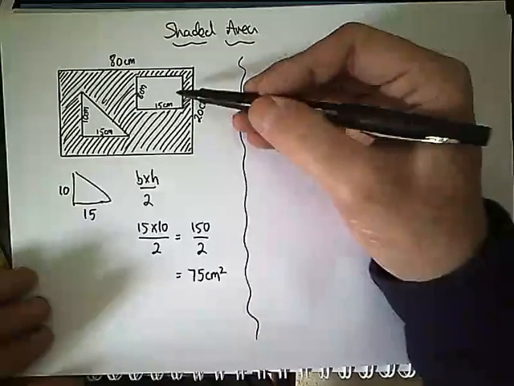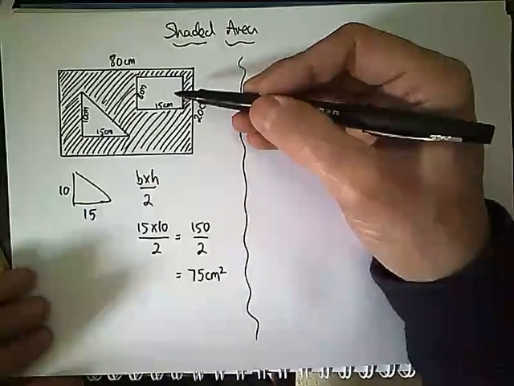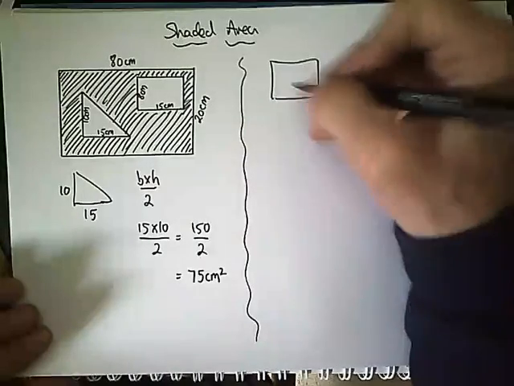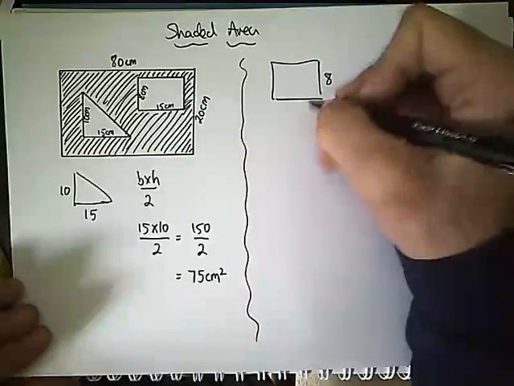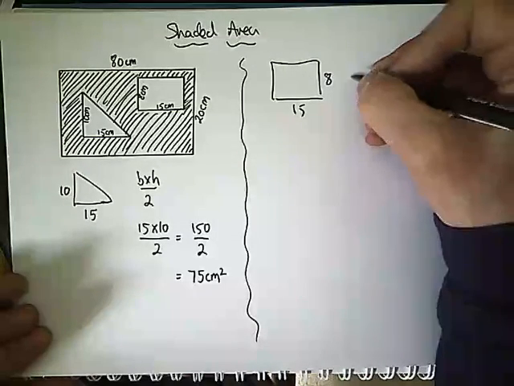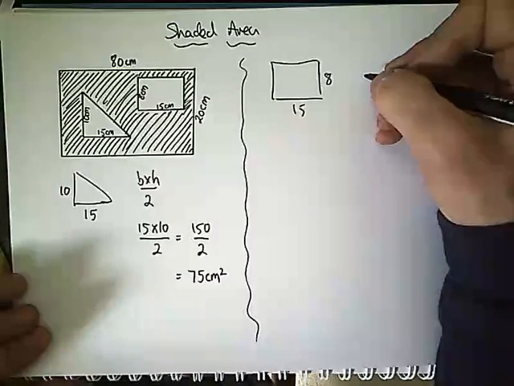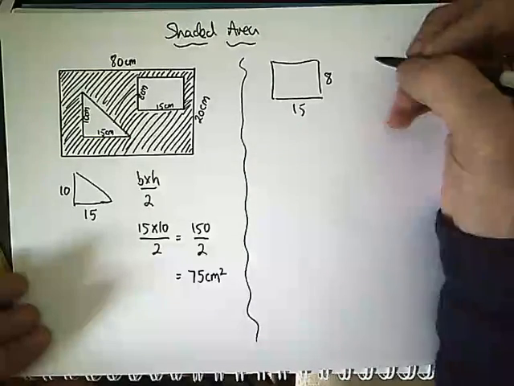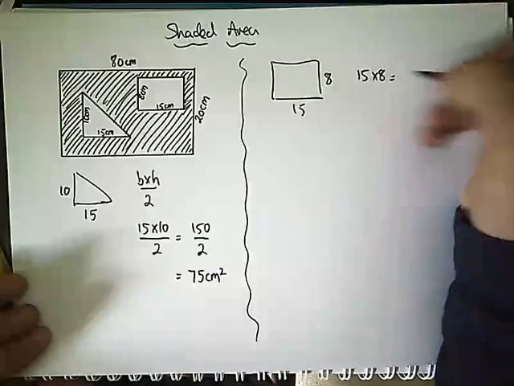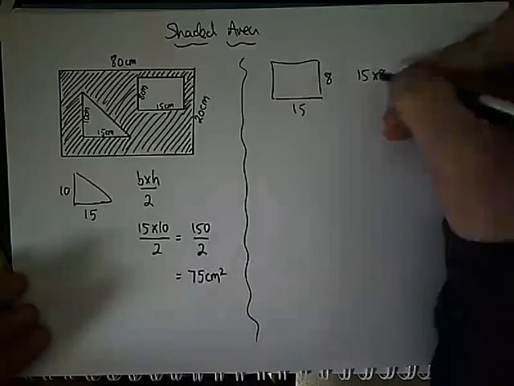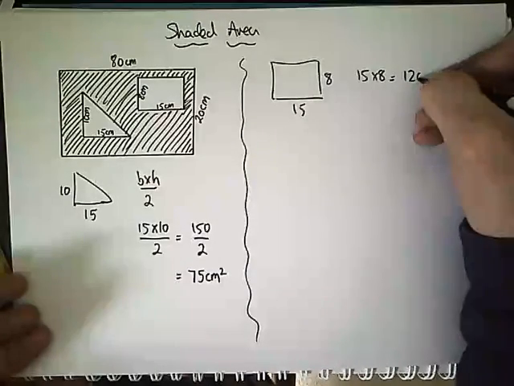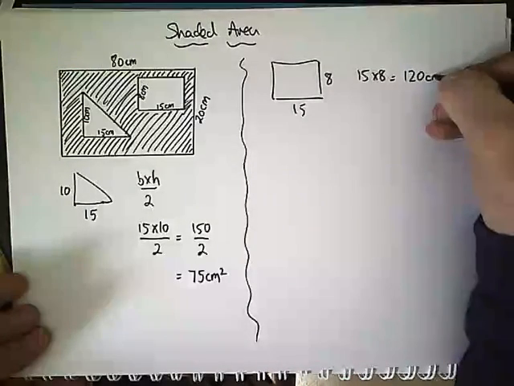The area of the small rectangle, these are the unshaded areas. 8 centimetres by 15 centimetres. So rectangle is base times height, length times width. It depends how you want to label it. So 15 times 8. 10 times 8 is 80. 5 times 8 is 40. 80 plus 40 is 120. So we've got 120 centimetres squared.